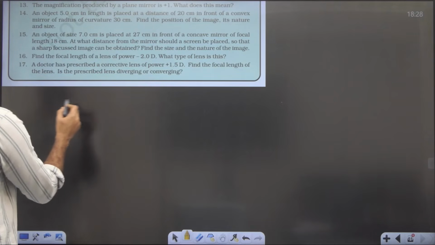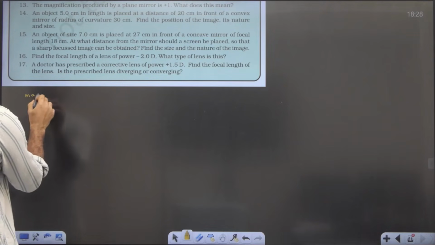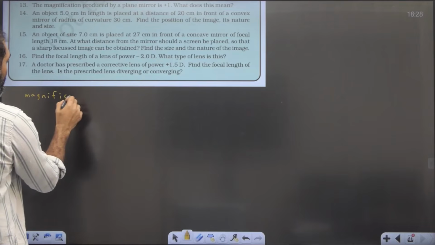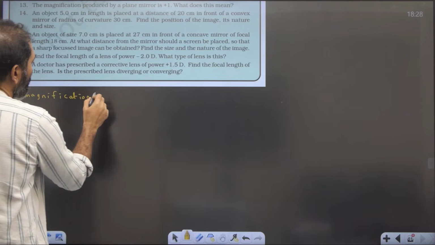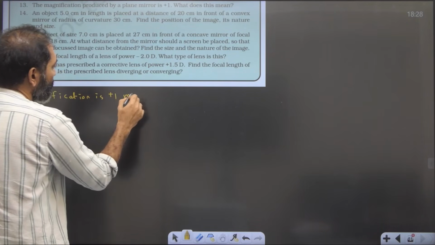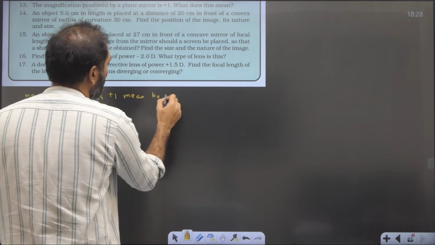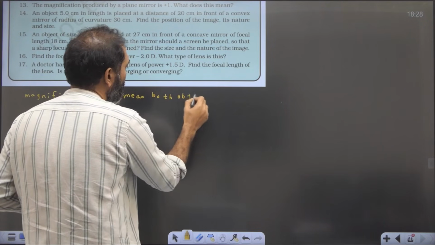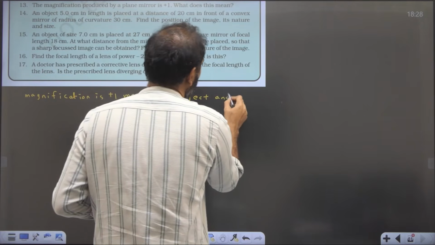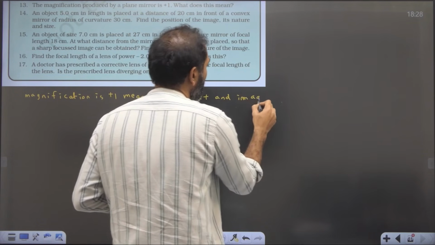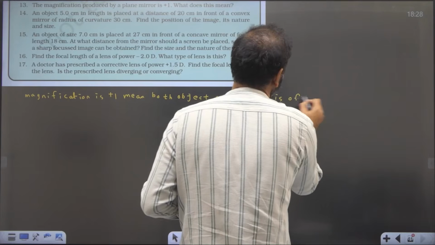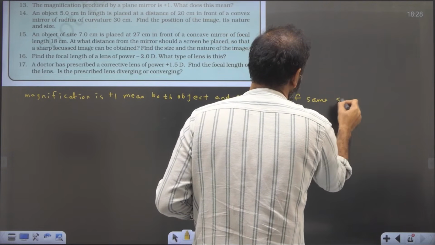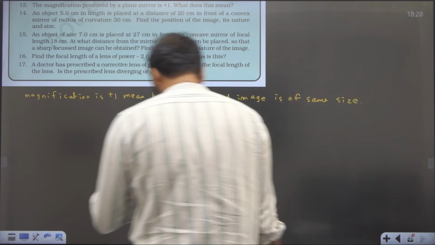The magnification is +1. Magnification is +1 means both the object and image are of the same size.